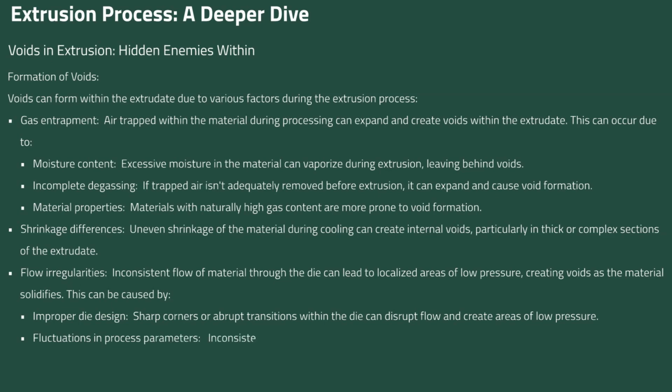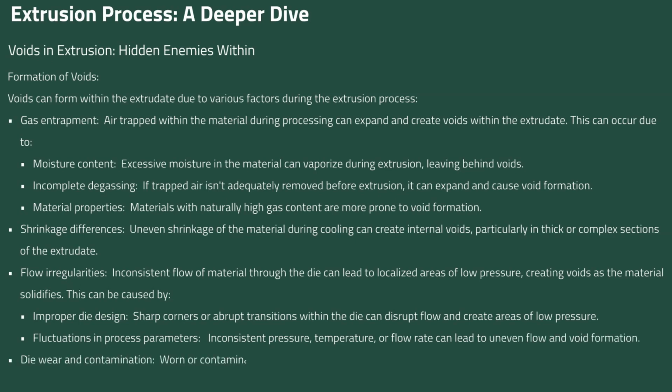Fluctuations in process parameters. Inconsistent pressure, temperature, or flow rate can lead to uneven flow and void formation. Die wear and contamination. Worn or contaminated die land can create irregularities that disrupt flow and trap air, contributing to void formation. Consequences of voids.